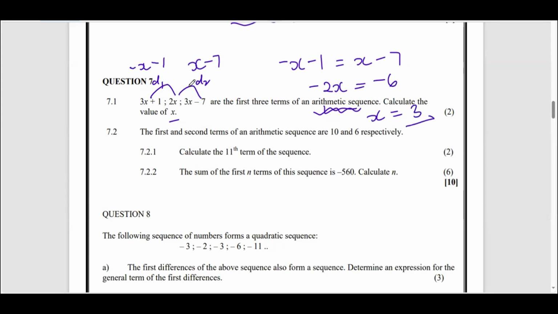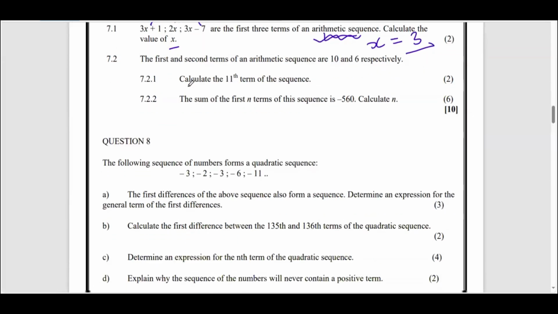Okay. 7.2. The first and the second terms of an arithmetic sequence are 10 and 6, respectively. They want us to calculate the 11th term.